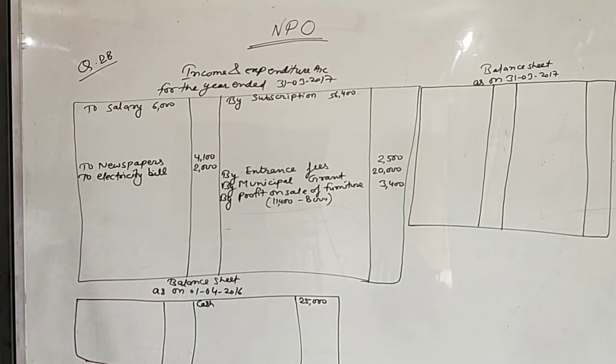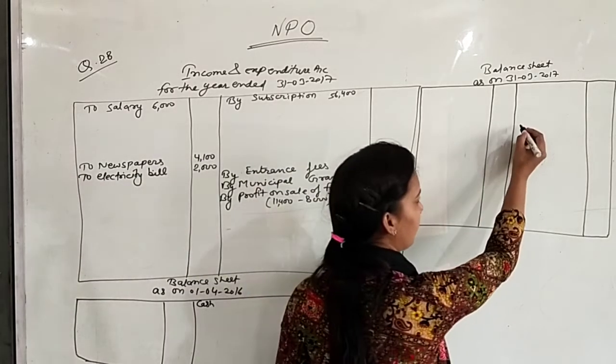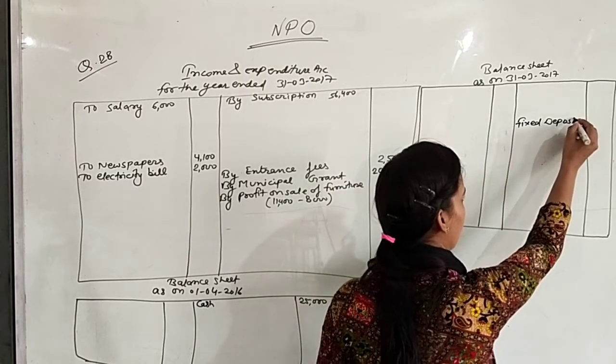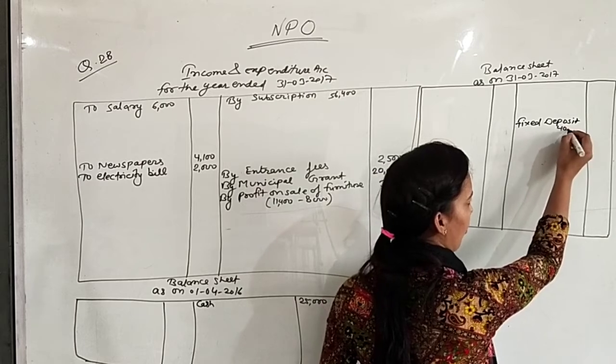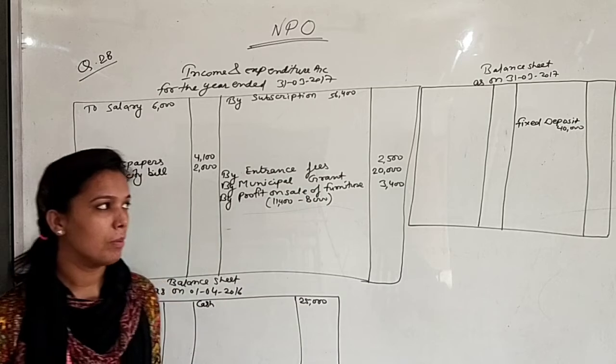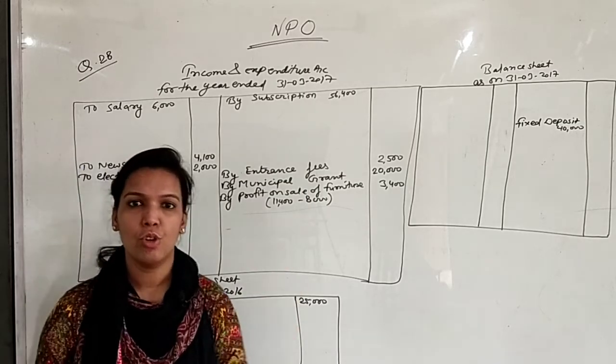Fixed deposit, 40,000. Fixed deposit is your asset. So right here, fixed deposit, it is 40,000. Why am I writing it in the inner column? Because there will be an adjustment for interest also on the fixed deposit.